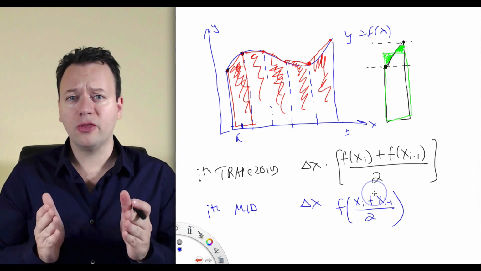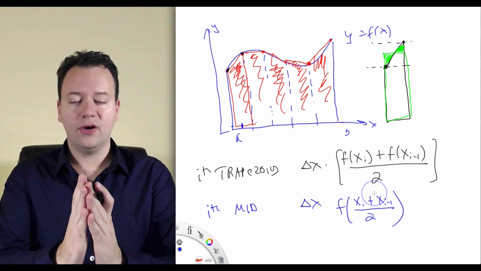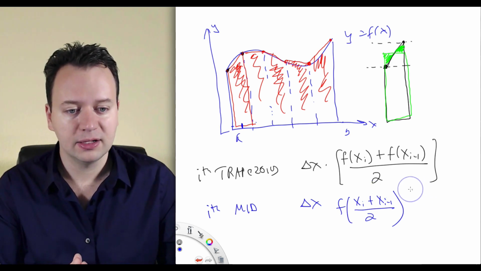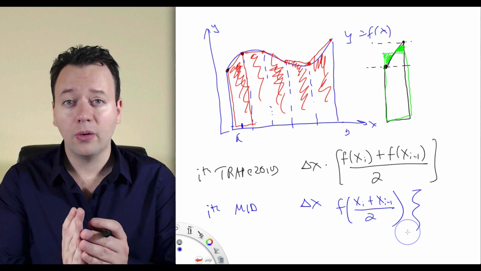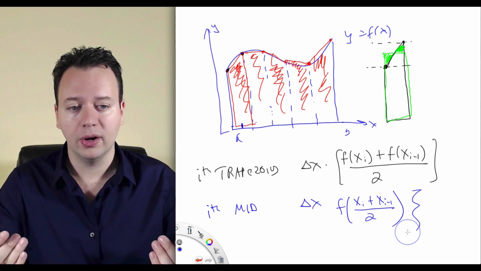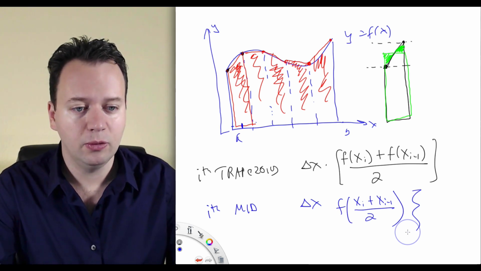So it's a matter of whether you average the two endpoints in x to find the center point and then evaluate the function at the center point. That's how you do the midpoint rule. Or whether you just evaluate the function at the left endpoint, evaluate the function at the right endpoint, and then average those two together to get the area of the trapezoid. So that would be the trapezoid rule.